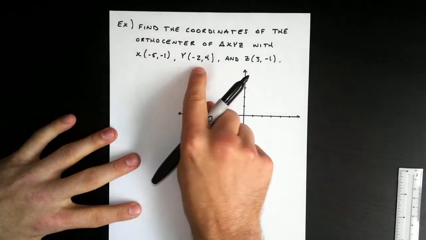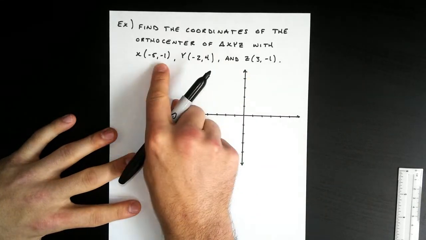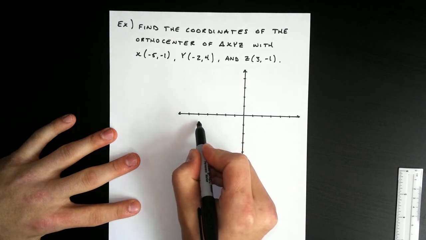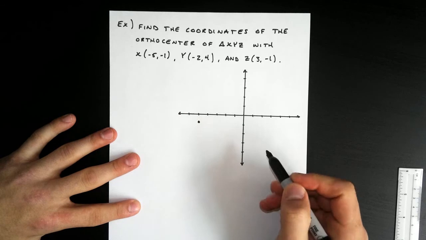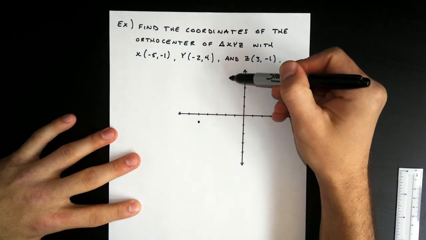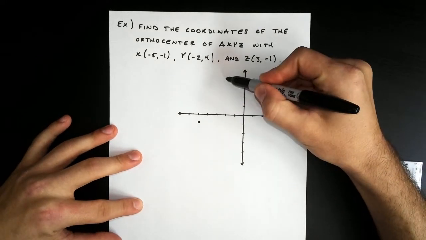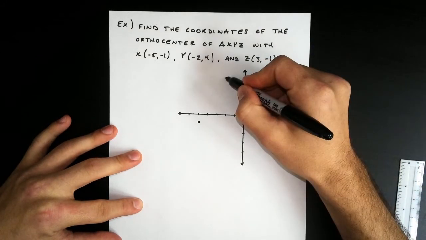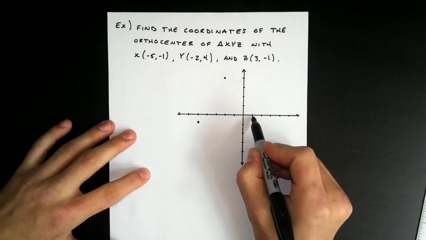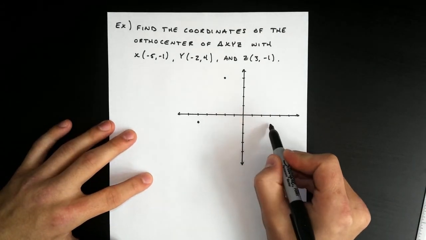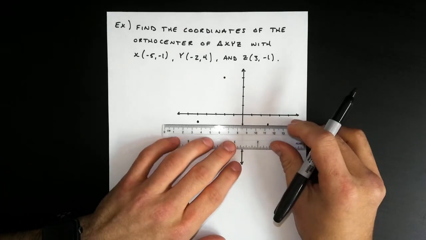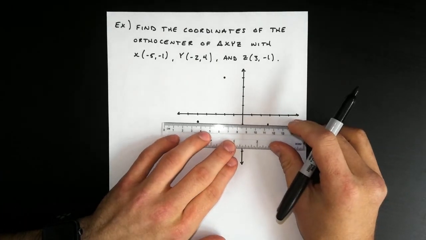So I have my vertices here. X is negative 5, 1: 1, 2, 3, 4, 5, and then down 1. Y is the point negative 2, 4: 1, 2, and then all the way up to 4. So it looks like about here. And then our last one, point Z, is 3, negative 1: 1, 2, 3, down 1. Okay, let me connect these together to get our triangle.